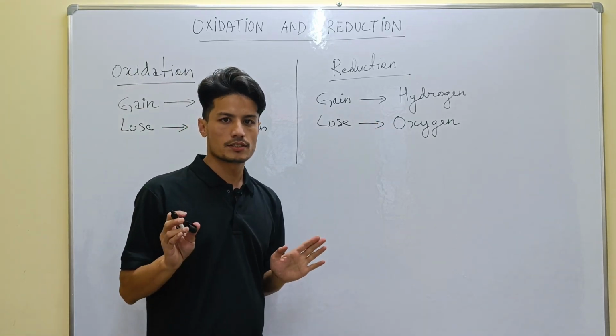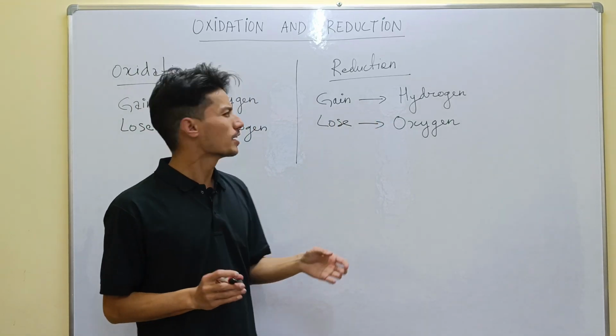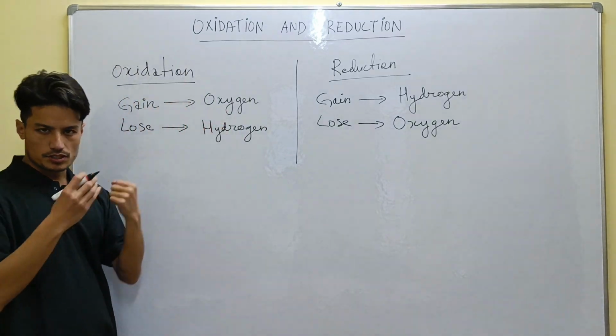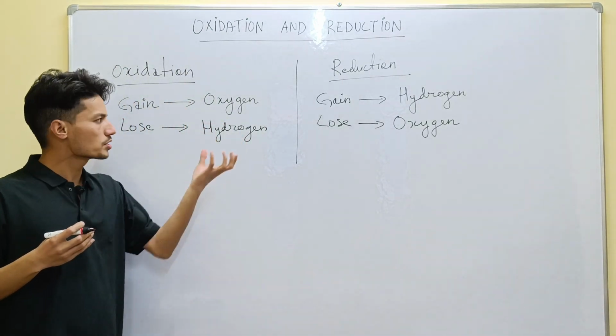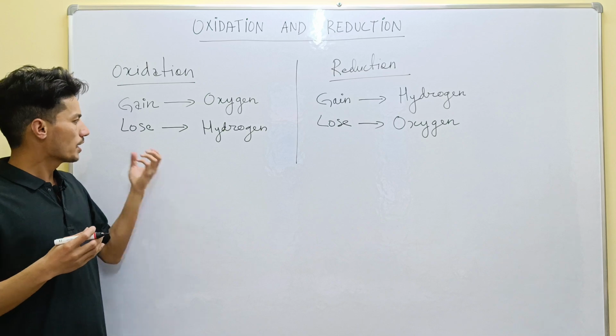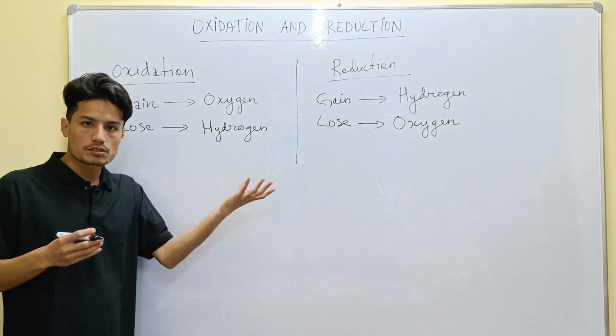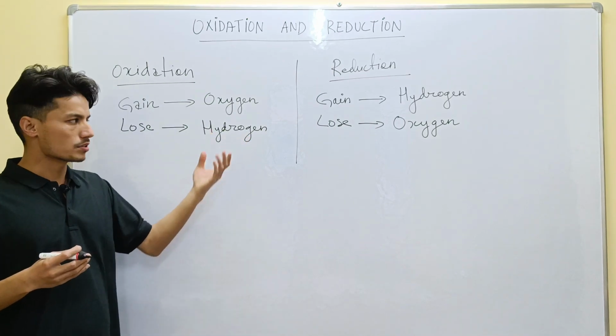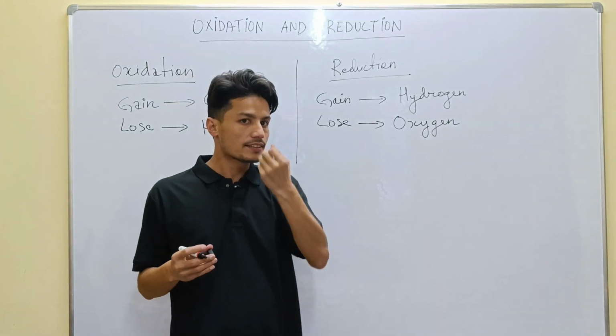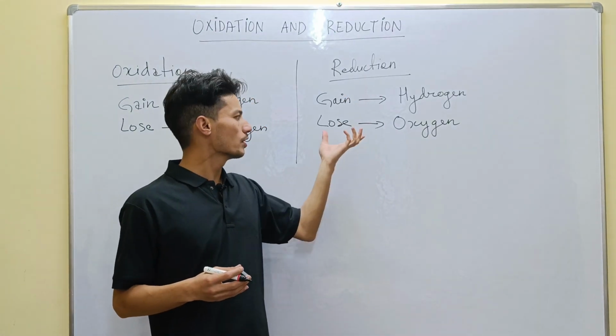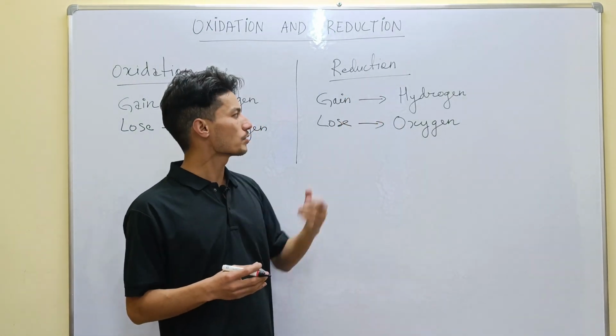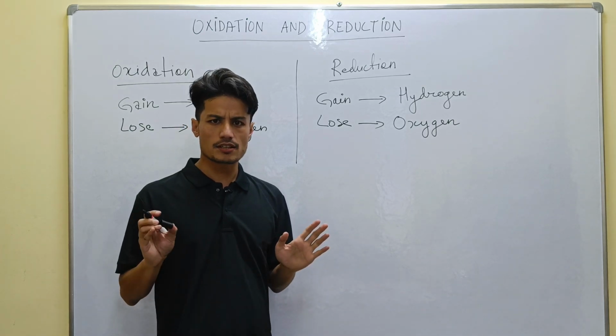Are we clear? It's very simple. Oxidation is gain of oxygen. Reactions where oxygen is gained are known as oxidation, and reactions where hydrogen is lost. Reactions where hydrogen is gained are known as reduction. Reactions where oxygen is lost are known as reduction. Very easy, isn't it? Clear?